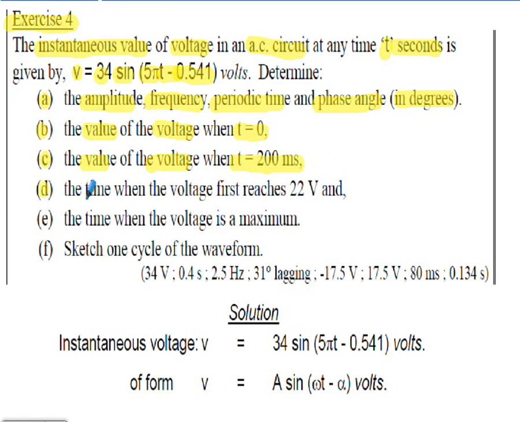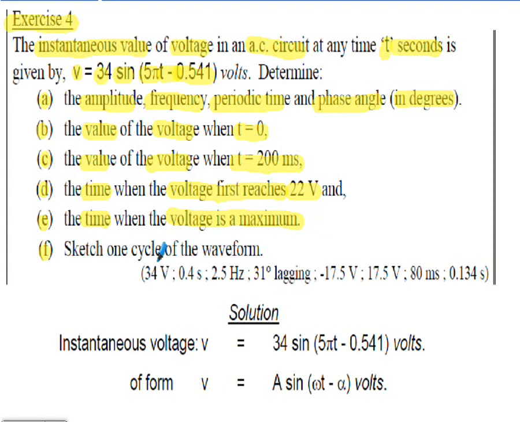Part D, we're now asked to find the time when the voltage first reaches 22 volts. And that's going to involve some transposition to rearrange the equation for t, and then we put the value of little v into the equation. In part E, also find the time, but this time when the voltage is a maximum. So again, that's a transposition problem.